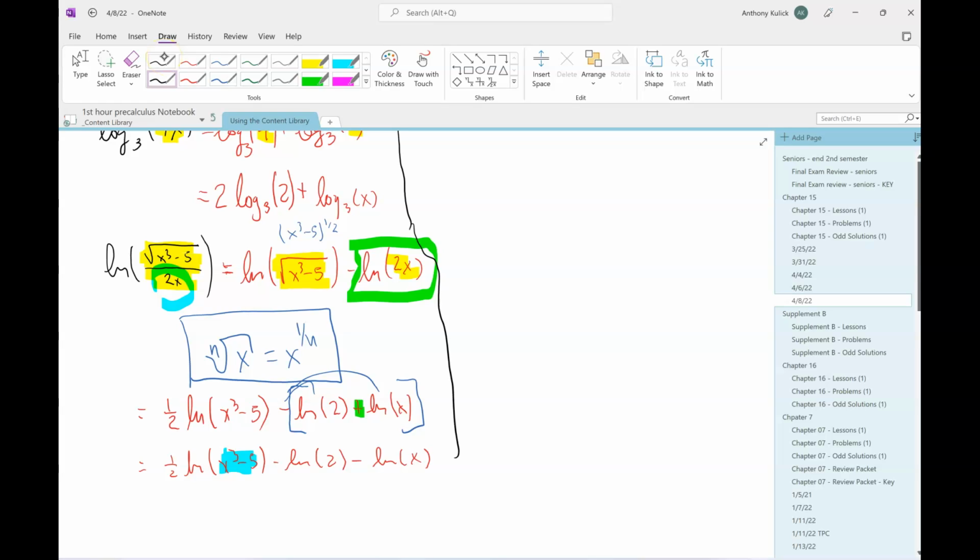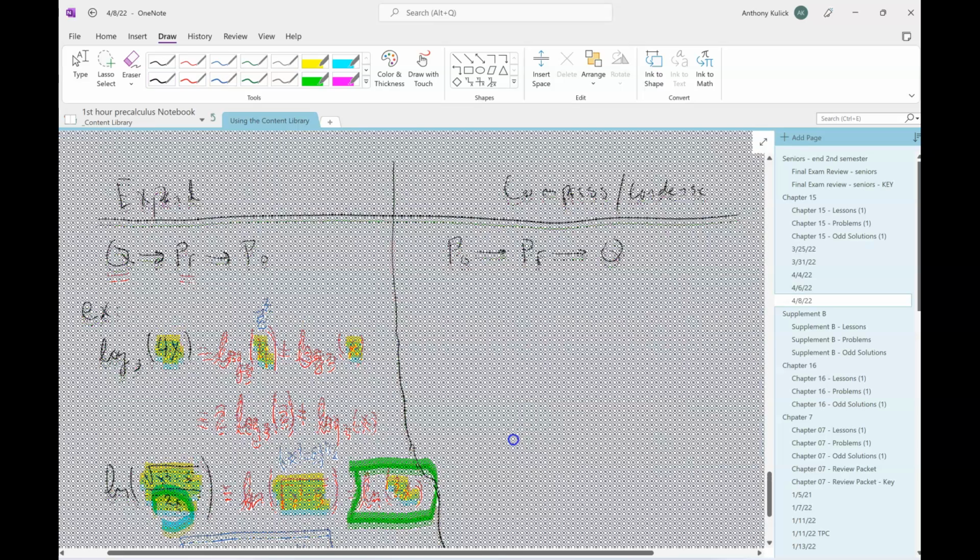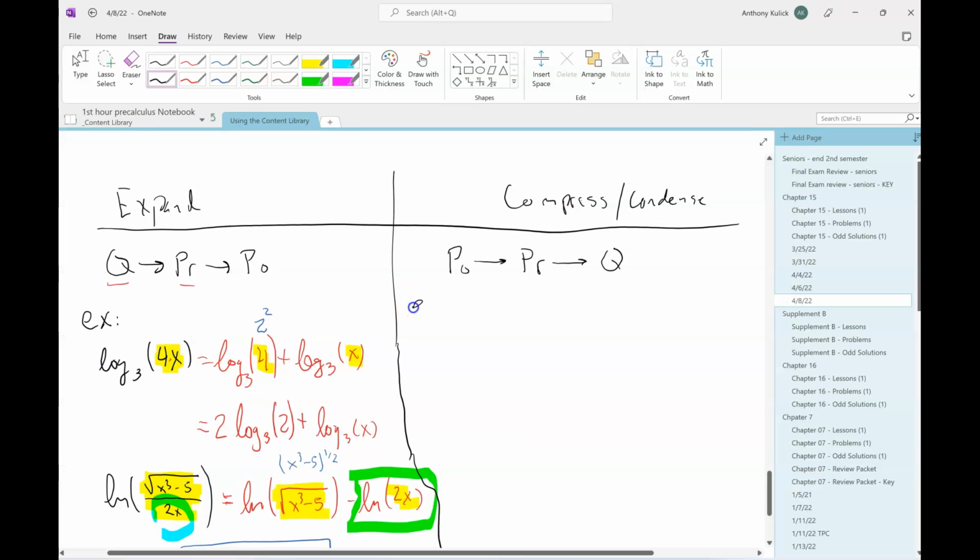Let's do some condensing examples. Okay? And then that feels like probably a good place to stop. How's that sound to you guys? Cool. Yeah.